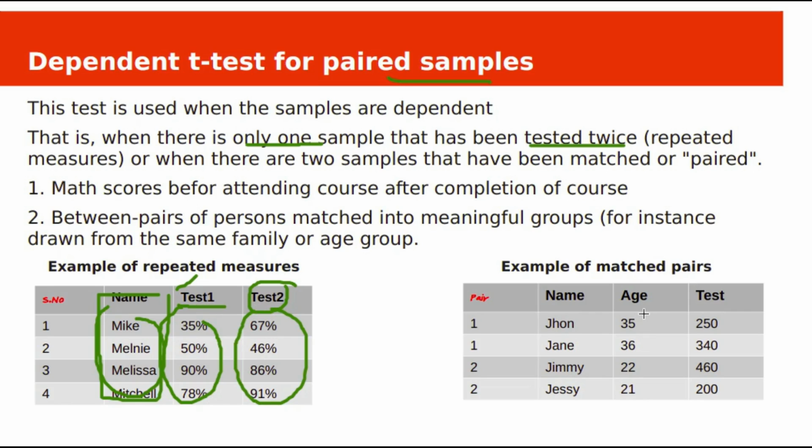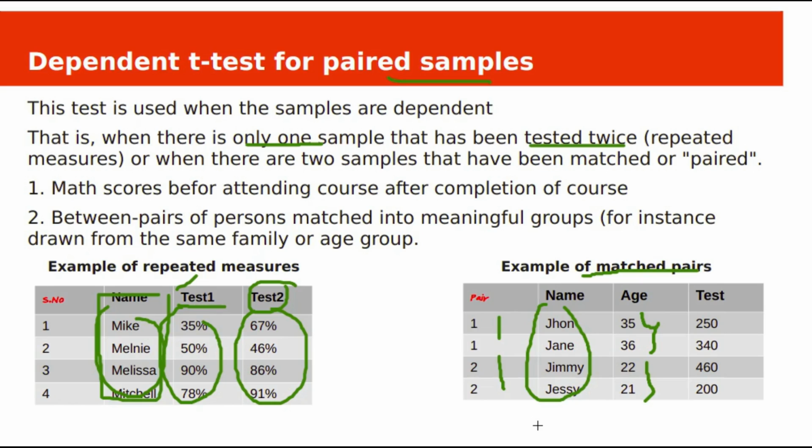Second type of paired sample is there are two samples, these two samples, but the researcher matches them according to certain variables such as age or gender. This type of sample is called matched pair. We have 4 observations here. These two are matched as one pair based on age, and these two are matched as another pair with a different age group. In these two cases, samples are dependent.